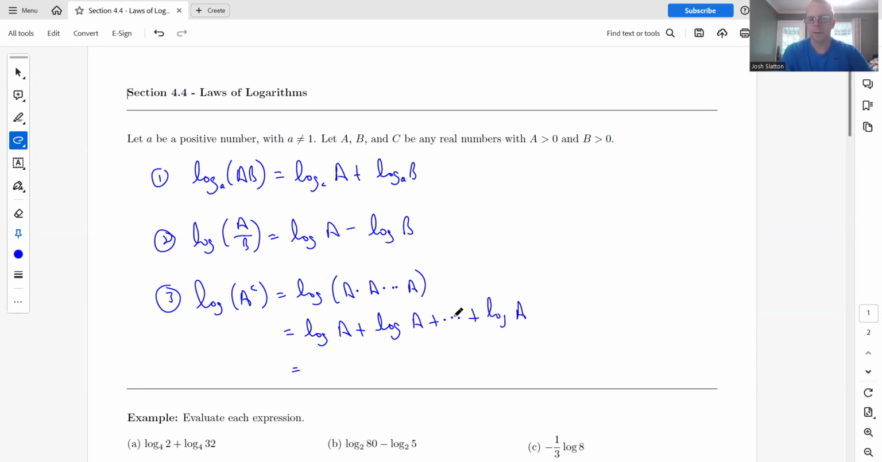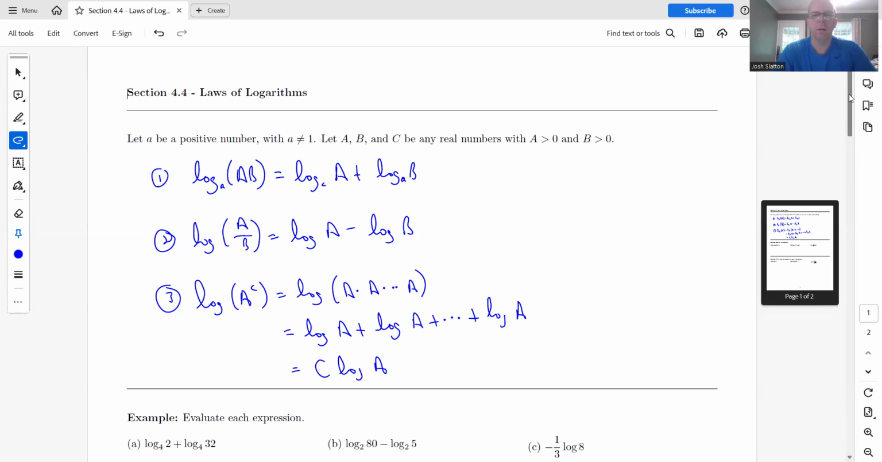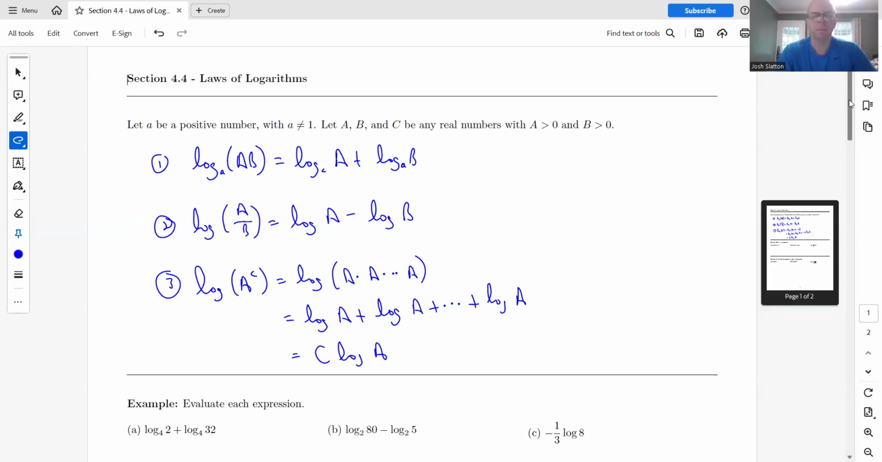And then how many do we have here? So we're adding log of A C times, so that would just be C times log of A. So essentially what you can do is bring this C or exponent down in front as a coefficient based on this first property. So let's look at a couple of examples, and we'll work these both ways, going this way and going that way. So you'll need to be able to do them both.